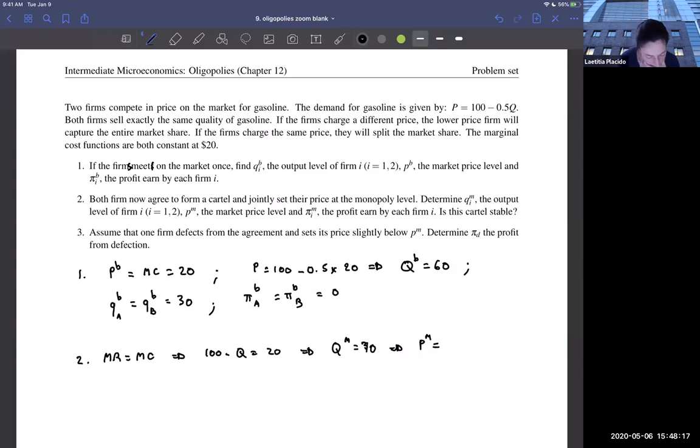Okay, I've made a mistake somewhere. Okay, so let's just change this, so that this is going to be consistent with my notes. So this is not going to change.